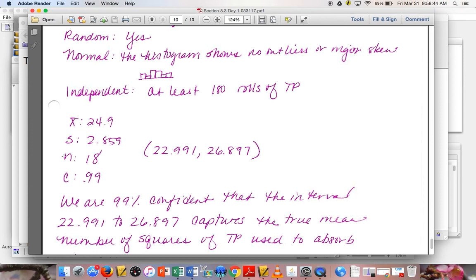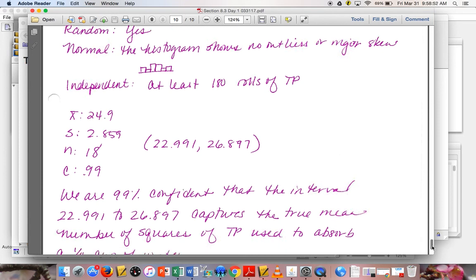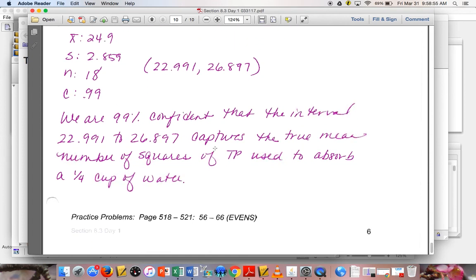Regardless, if you're using the calculator, I still need to see these pieces here, and I need to see the answer. If you're using the formula, you're going to show me that anyways because it's all in the formula. And then you're going to write that summary statement there. And that is it.